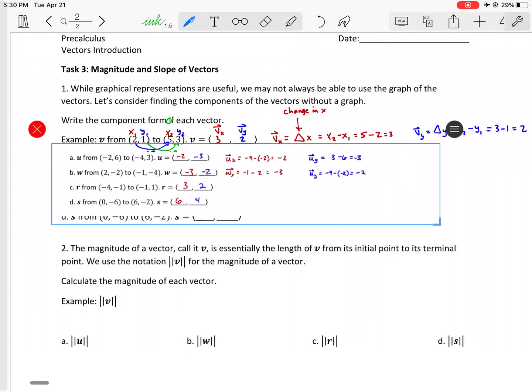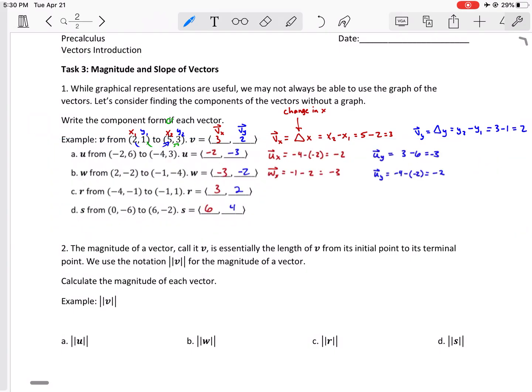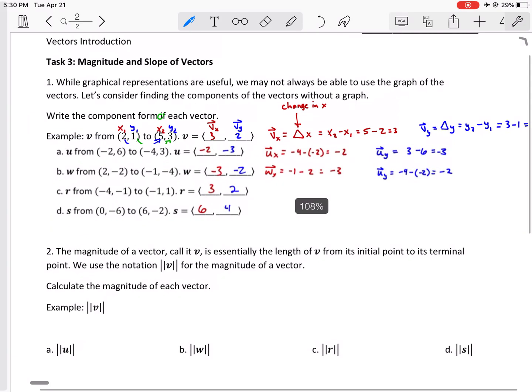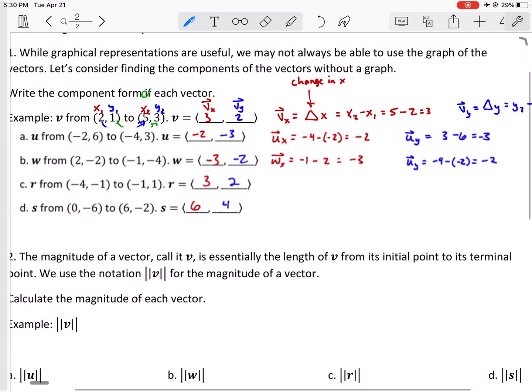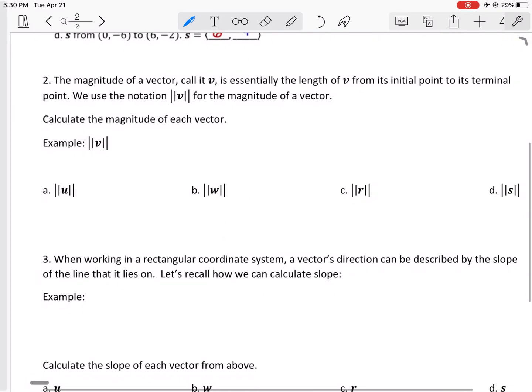And again, I did the work already. You should have found the following for the remaining 4 vectors. All right, number 2, the magnitude of a vector.